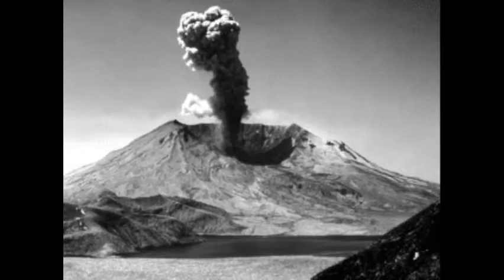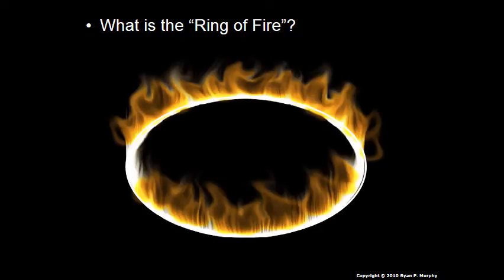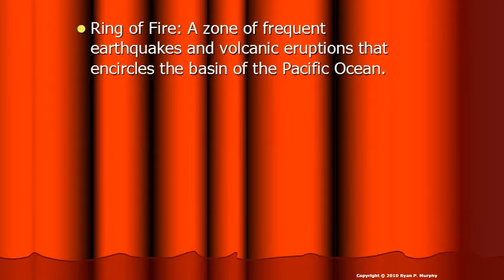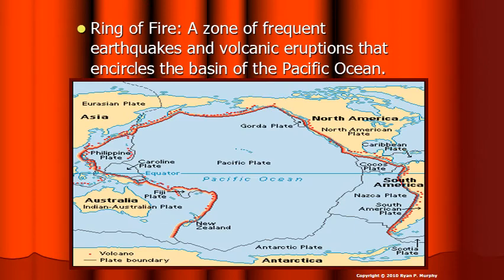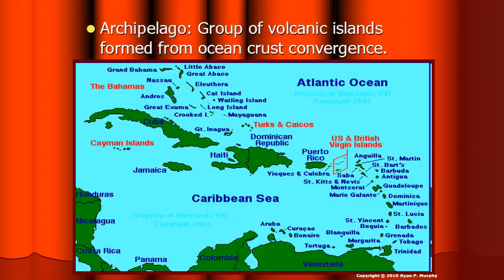We've seen Mount St. Helens before. It's a volcano that erupted. So, the Ring of Fire. Maybe you've heard of the song before. The Ring of Fire is a zone of frequent earthquakes and volcanic eruptions that encircles the basin of the Pacific Ocean. So here is the Pacific Ocean. And basically the Ring of Fire goes all the way around the Pacific Ocean, and you tend to get a lot of movement between the plates there, and so you get a lot of volcanoes and earthquakes happening in that area.